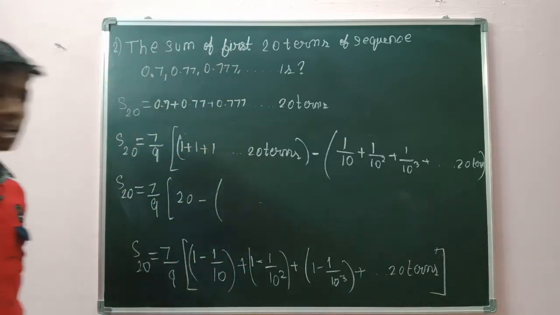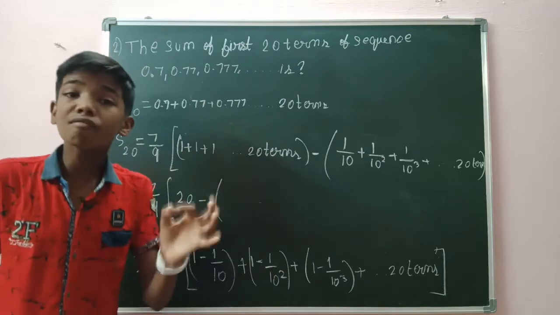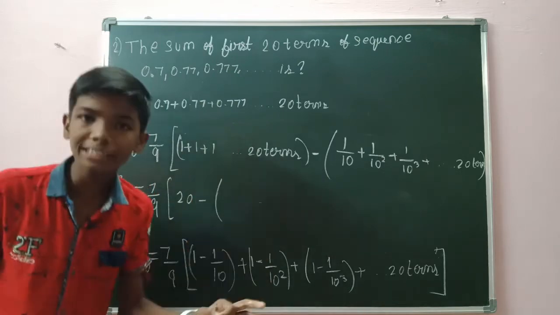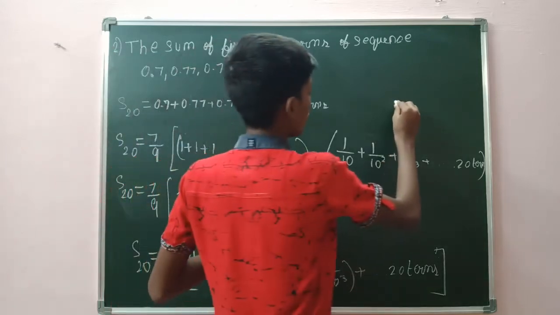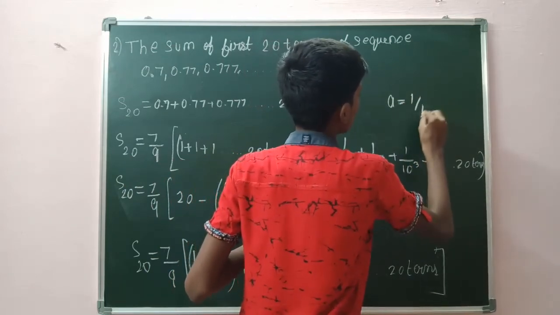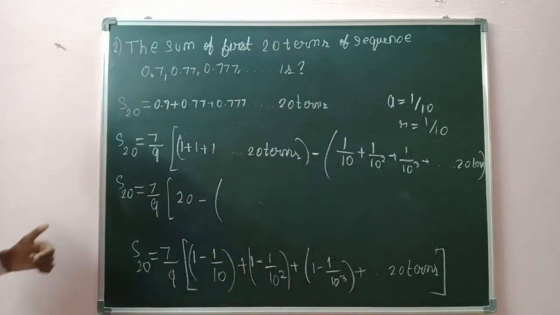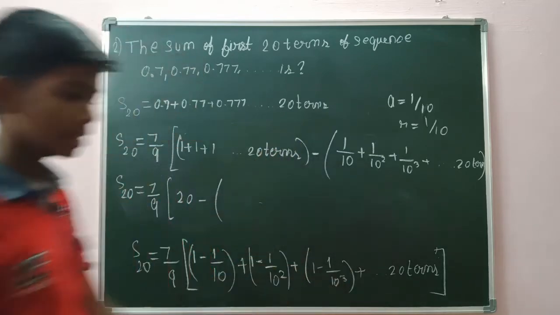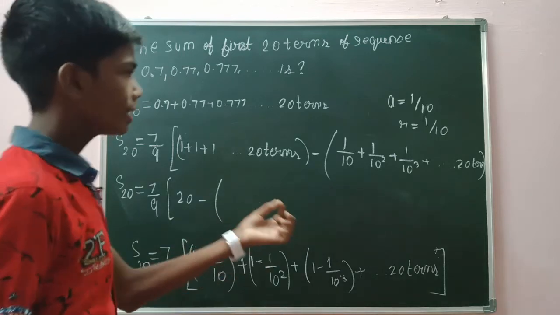When you observe the series, I can say that this is a GP. This is a finite GP, not an infinite GP, such that A is 1 by 10 and the common ratio is also 1 by 10. When you divide, you get the common ratio as 1 by 10. Very simple concept.